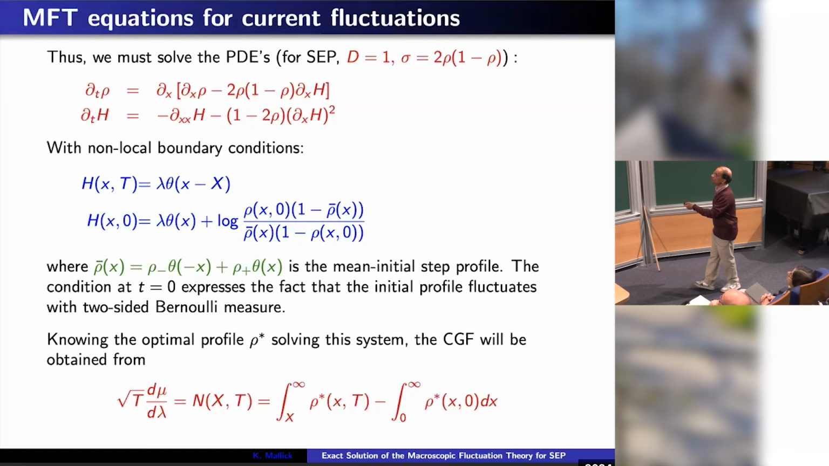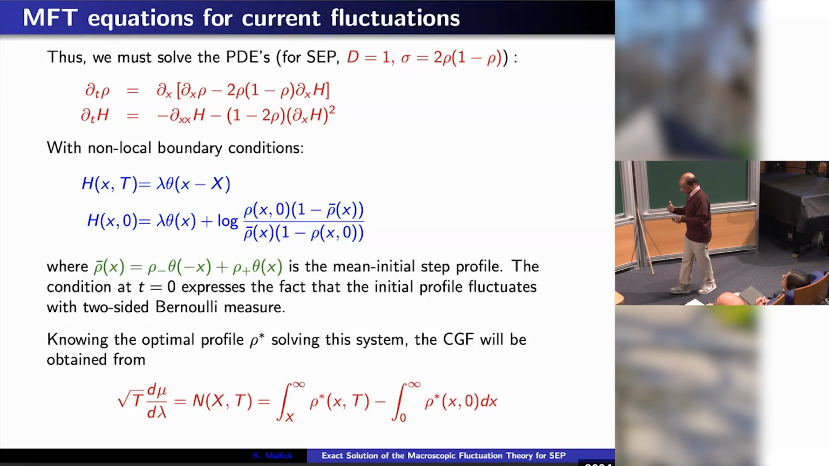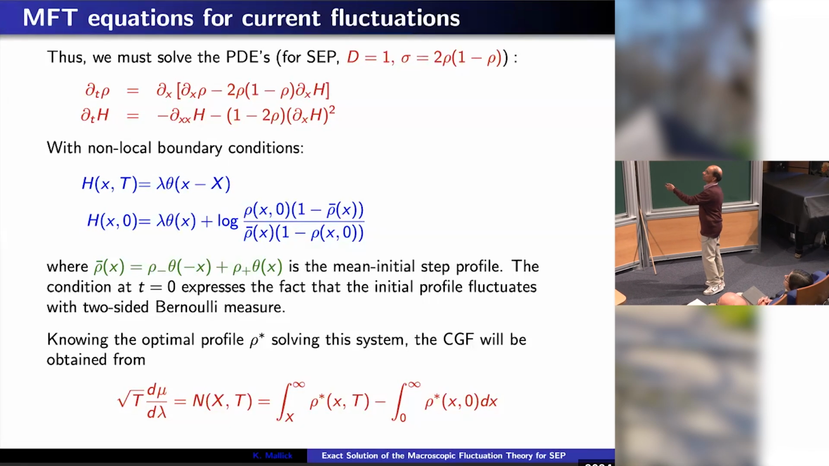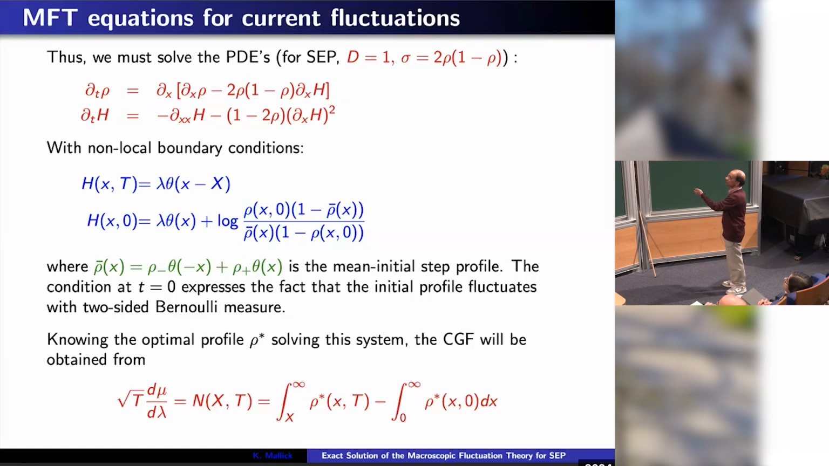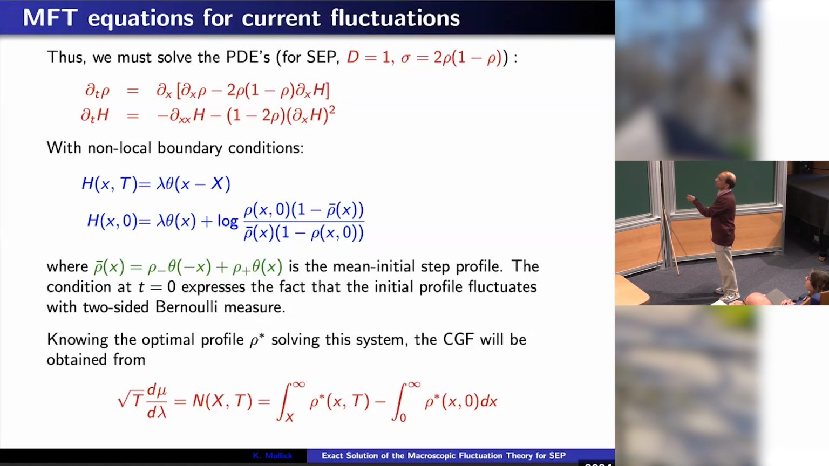and after some work, you can realize that you have non-local boundary conditions. You have one boundary condition at the final time, which essentially tells you that you have computed the total current which has flown, or the total height, sorry, that had flown at position capital X, and some initial condition, which also contains the initial profile. Rho bar is the initial profile, rho minus on the left, and rho plus on the right.